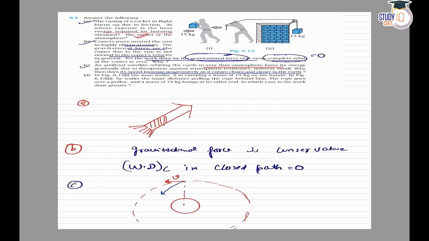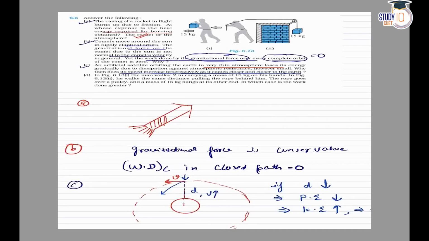When it comes closer to the Earth's surface, suppose d is the distance between the center of the Earth and the satellite. If d decreases, the potential energy will decrease. And if potential energy decreases, the kinetic energy will increase, as total energy remains conserved. If kinetic energy increases, the speed increases. So we have two factors: due to the atmosphere, the speed decreases, and due to the distance, the speed increases.